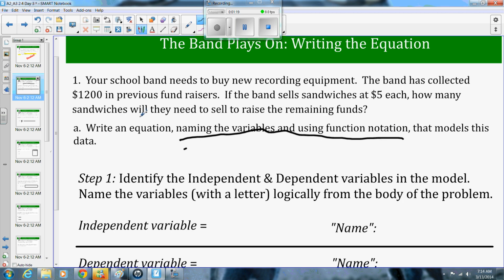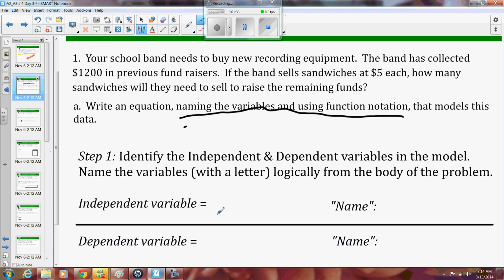Yay. Okay, so step one, identify the independent and dependent variables in the model. Name the variables with a letter logically from the body of the problem. So what does that mean? We are taking a letter and we are naming the independent and dependent variables. So let's start with that first. Let's look at what the independent and dependent variables could be.